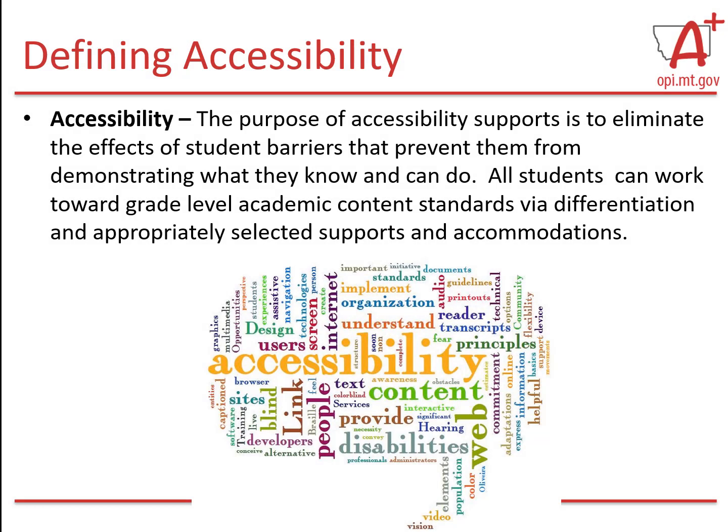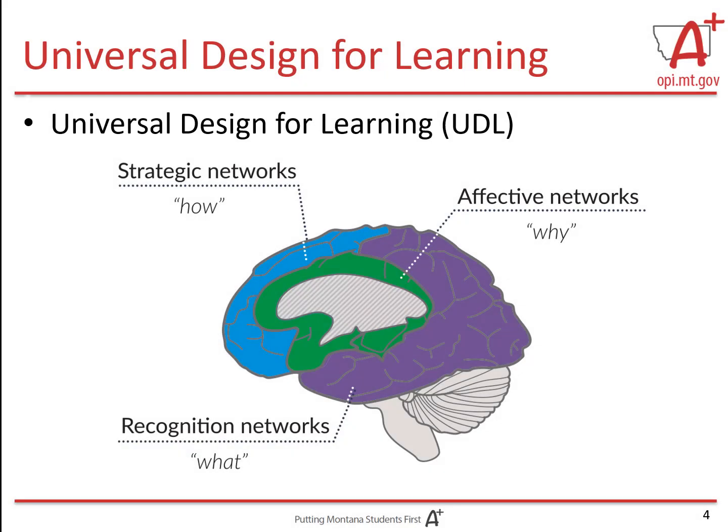The purpose of accessibility supports is to eliminate the effects of student barriers that prevent them from demonstrating what they know and can do. All students work toward grade-level academic content standards via differentiation and appropriately selected supports and accommodations. The ESSA also requires states to reinforce the accessibility of assessment through the appropriate accommodations for students with disabilities and incorporate principles of universal design for learning for all required assessments.